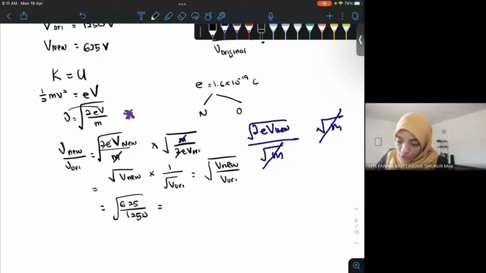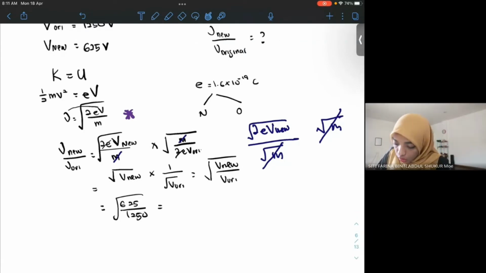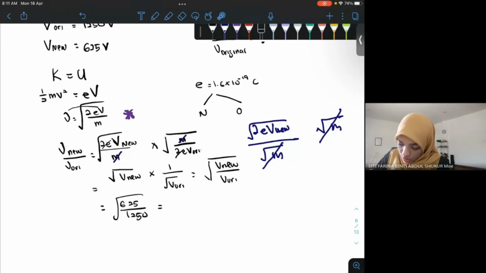Alright. Okay, contoh. Awak tak cancel, tak ada masalah juga. Okay, contoh awak tak cancel. Awak boleh masukkan nilai setiap term. 2 memang nilai. E 1.6 times 10 to the power negative 19 darab dengan 1000, bukan, V new adalah 625. Dan bahagi dengan mass of electron. Square rootkan dia. Dapatkan jawapan dulu.